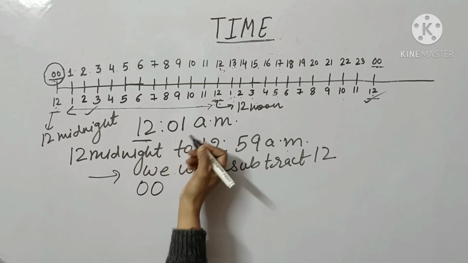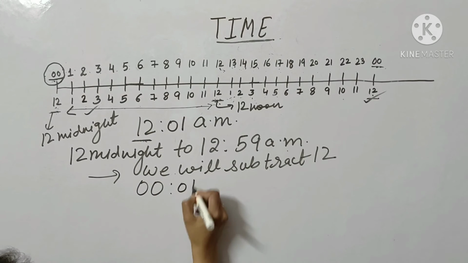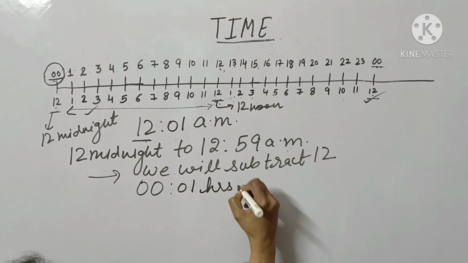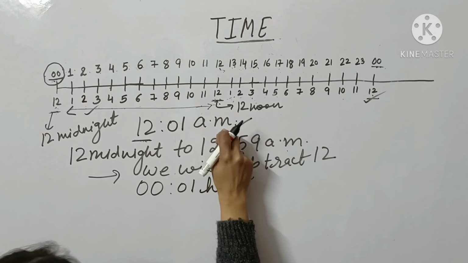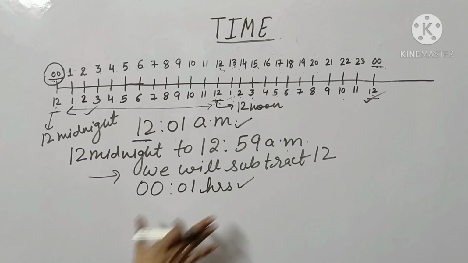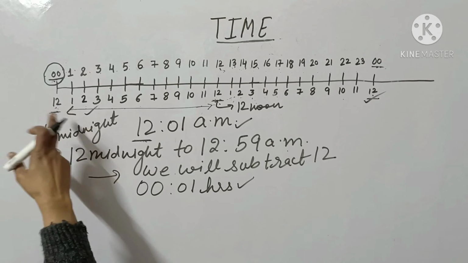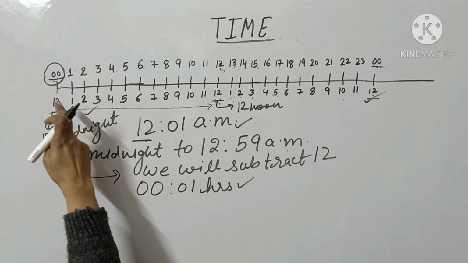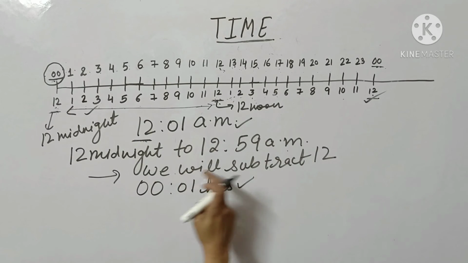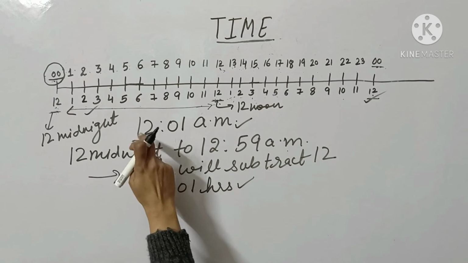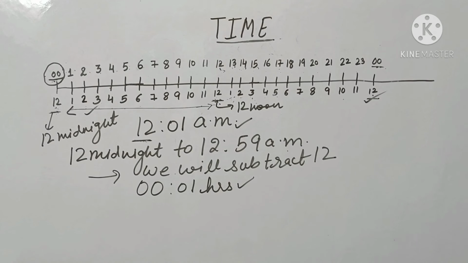12 minus 12 is 0. And minutes I will write as it is. So this is the time. This is the 12-hour clock time and this is the 24-hour clock time. So remember one thing: from 12 midnight to 12:59 AM we will subtract 12 from hours to convert it into 24-hour clock time.